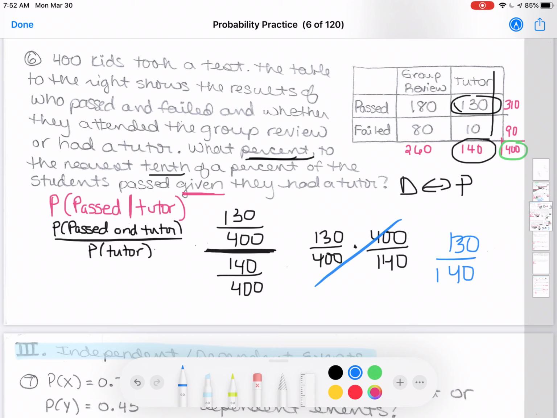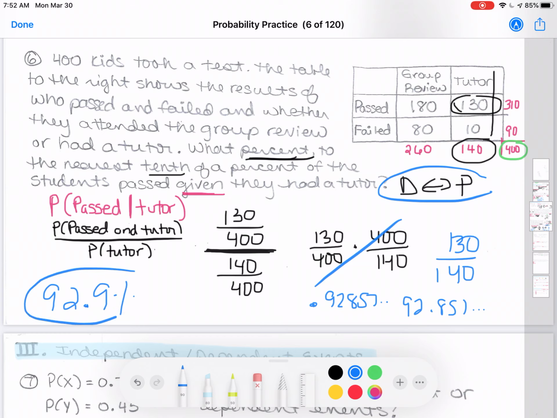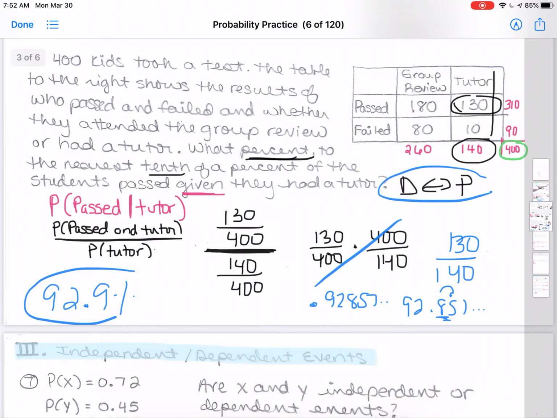Okay, now they wanted us to turn this into a percentage though, so we'll make this into a decimal first, 0.92857, right? Then we'll turn it into a percentage using this. So 92.857, and so on. But then it says nearest tenth. So I'm going to come over here. 92.9%. Right? The tenths place is right here. Look one place to the right. If it's 5 or greater, push it up. All right, that's for conditional.